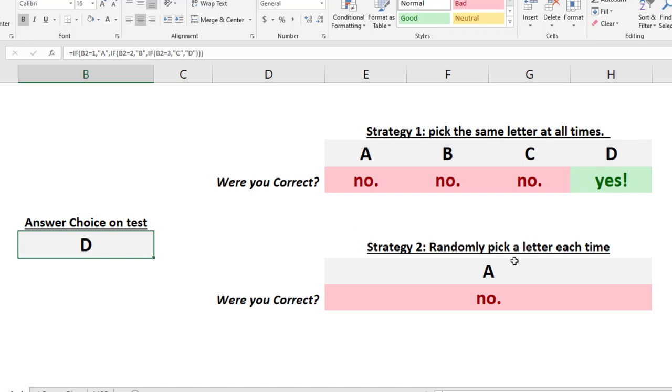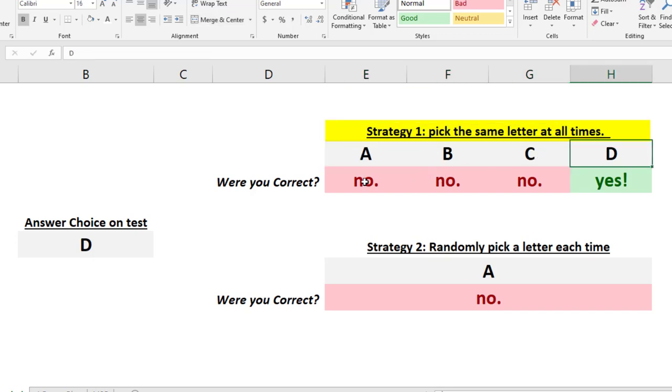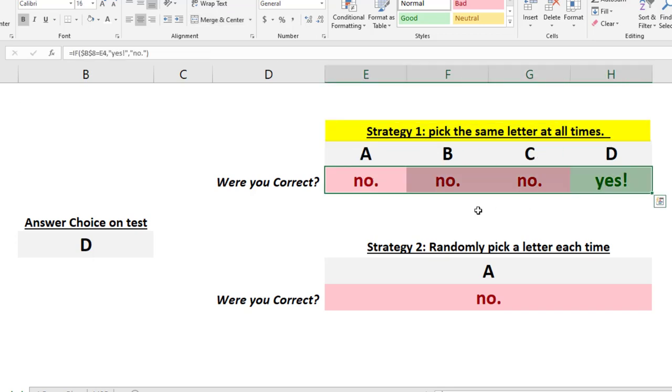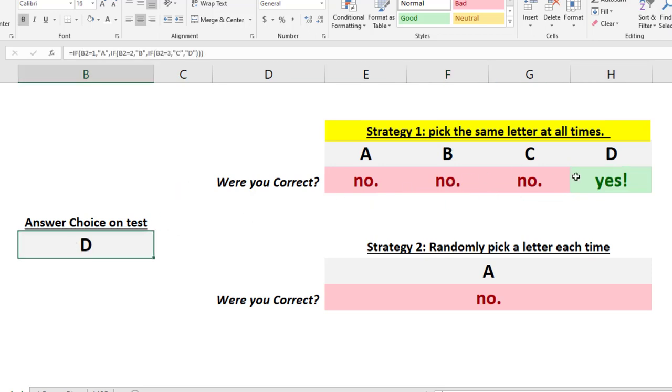Now I've got two little sections over here where we're trying both strategies. First, strategy one is pick the same letter at all times. So always pick A, or always pick B, or always pick C, or always pick D. So I've got those choices here, A, B, C, D. And then down here, this part of the spreadsheet reads whether or not you got it right. So the reason D says yes is because it matches the answer choice on the test over here.